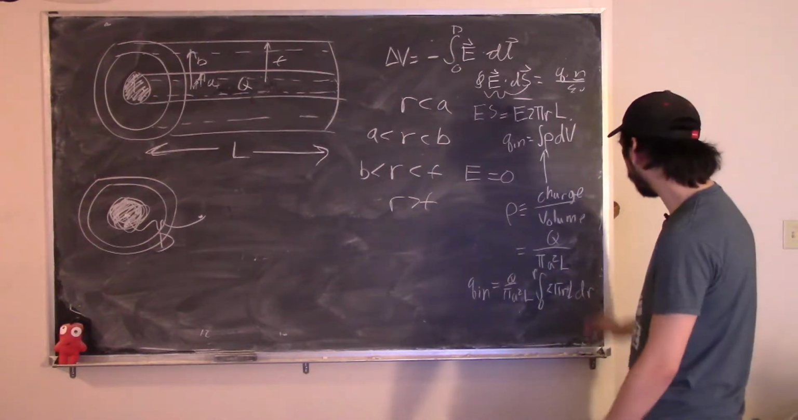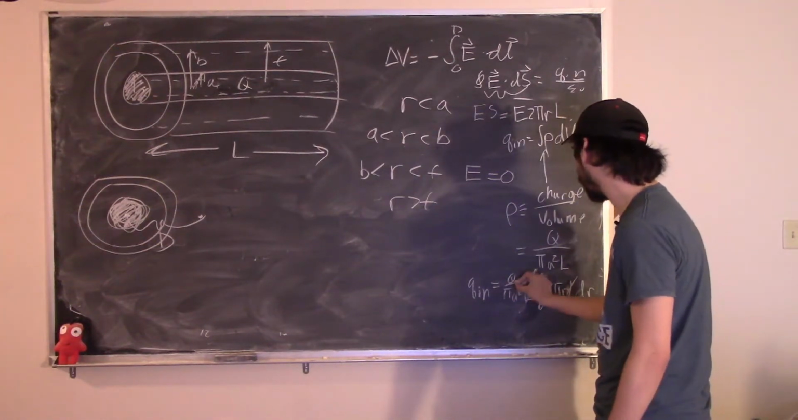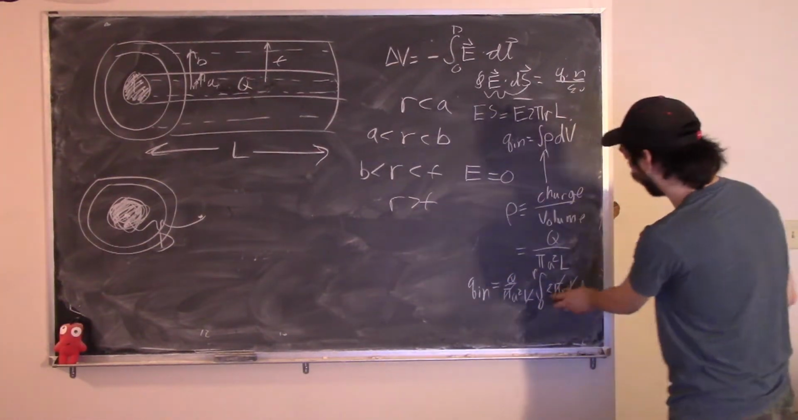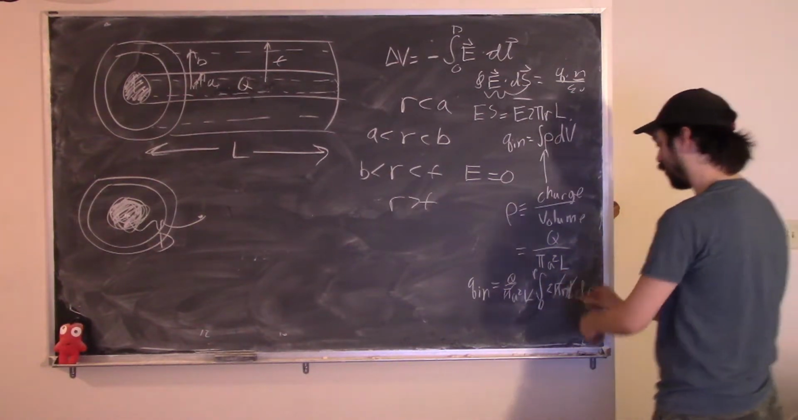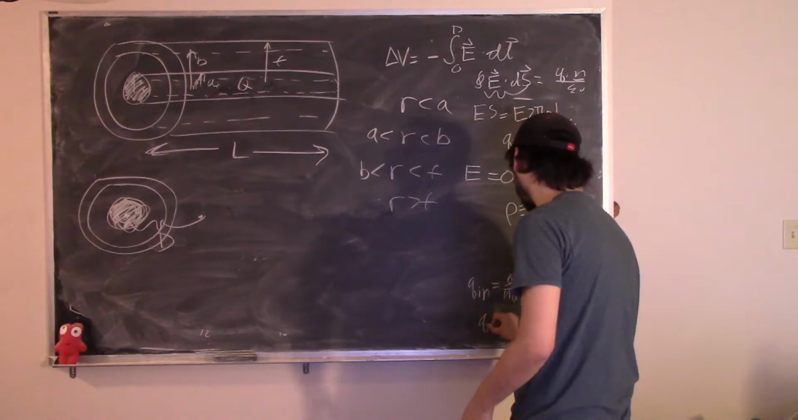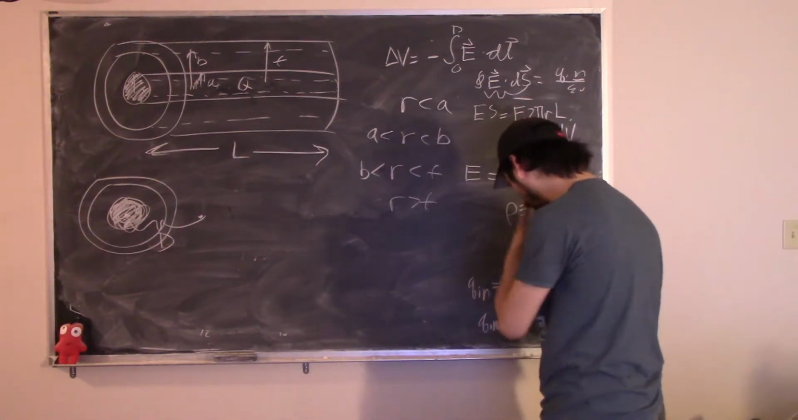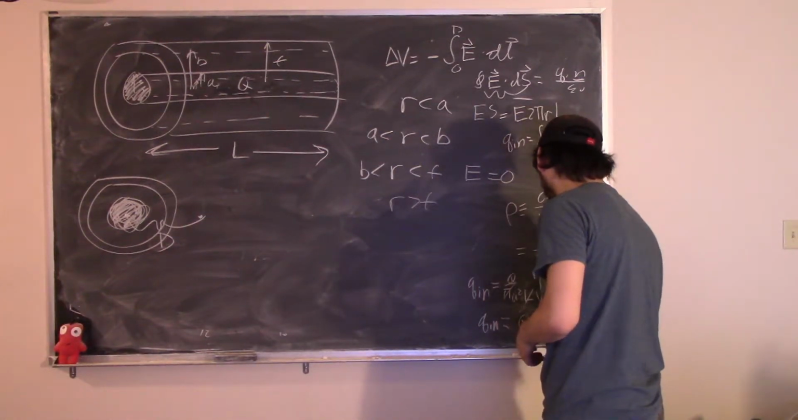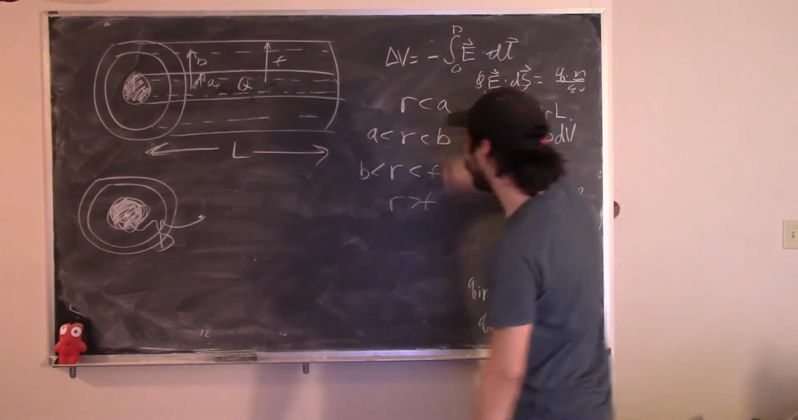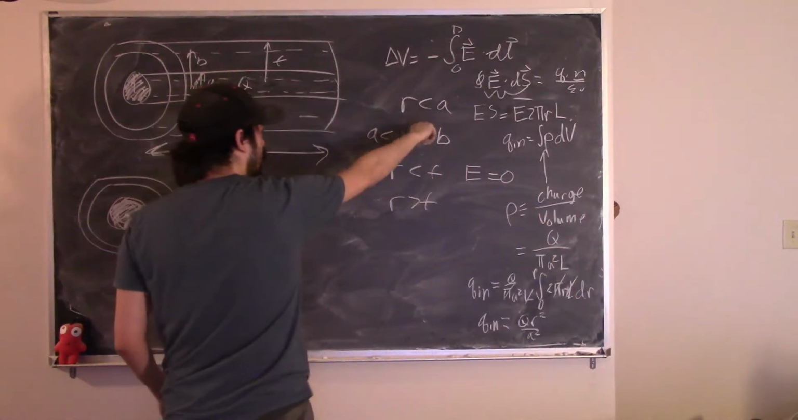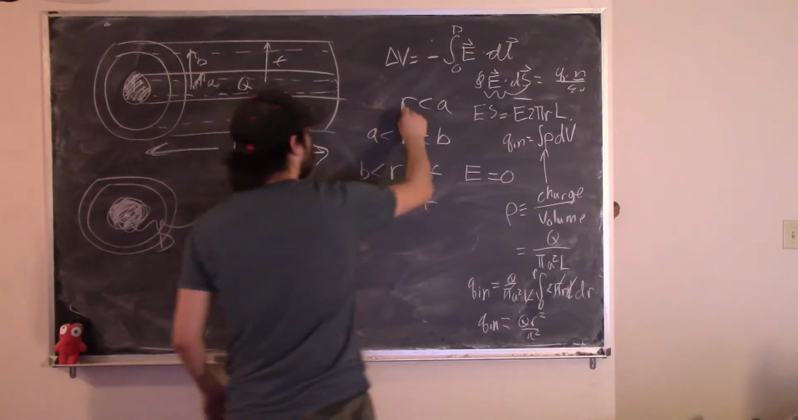Okay? So what we see is our L's are going to cancel. We can cancel a pi. When we integrate, this is going to be r squared divided by 2. That's going to cancel the 2 that we have here. And so what we see is that Qn is going to be equal to Q r squared divided by a squared.